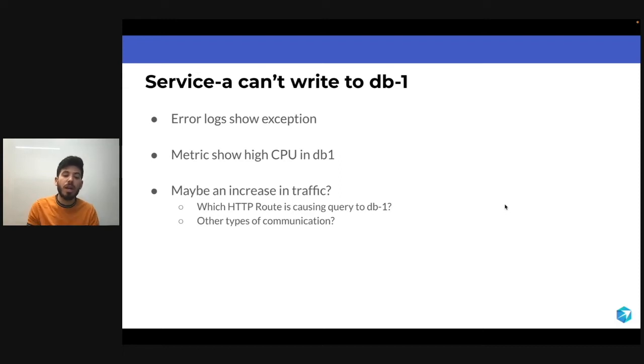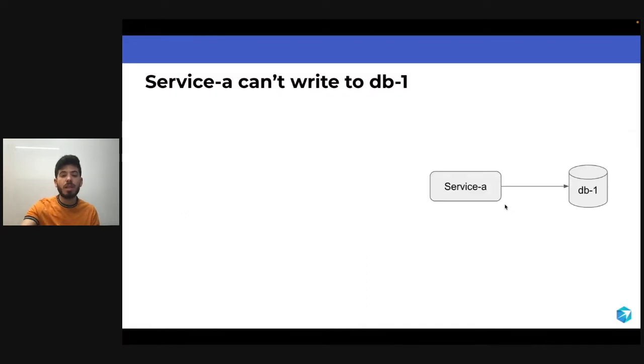Maybe there's a different type of communication. Maybe someone is reading a message from a message bus, from Kafka, let's say, and putting it into the database, and now we have a high volume of messages, so we see an increase in CPU. So you see we have a service that is showing an error that it can't write to a database, but we don't actually know what the root cause of this error is.